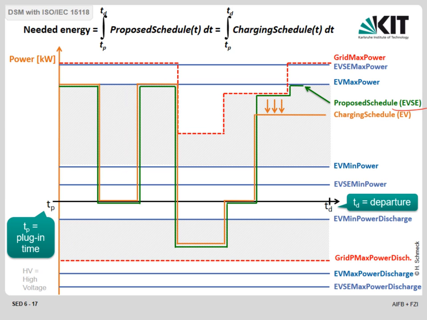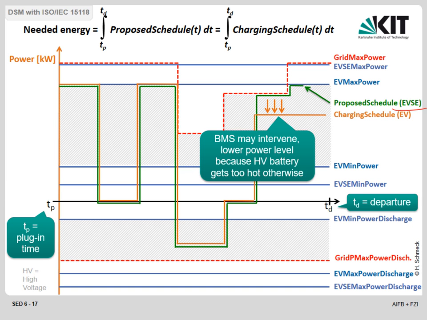Now the vehicle manufacturers, the car manufacturers, insist that the ultimate decision on the charging process has to be made in the vehicle and not by the environment. And so it may be that the real charging schedule by the electric vehicle is different from the proposed schedule, but it has to comply with the constraints that have been there.